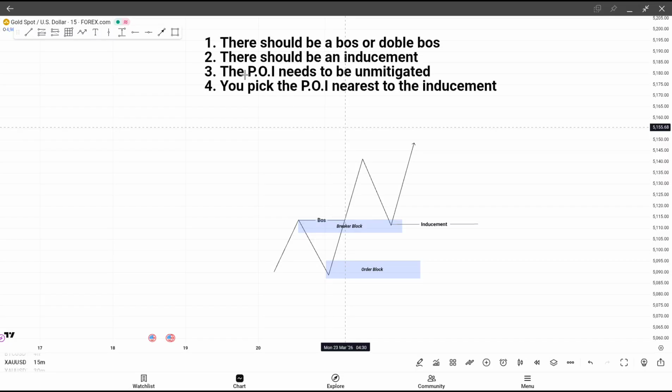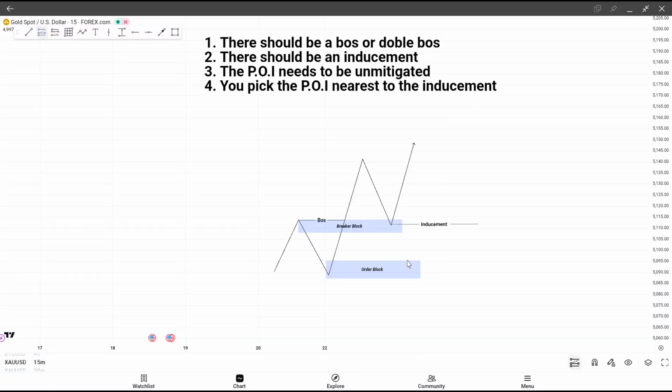The third rule says the point of interest needs to be unmitigated, meaning that it needs to be a point of interest that the price has not touched before. And between the order block and the breaker block, which point of interest has the price not touched before? It is this order block, because that breaker block has been touched by the price, that is the inducement. Do you understand?